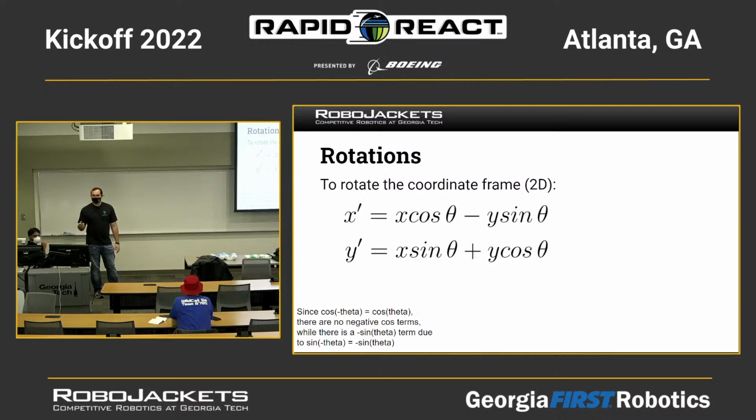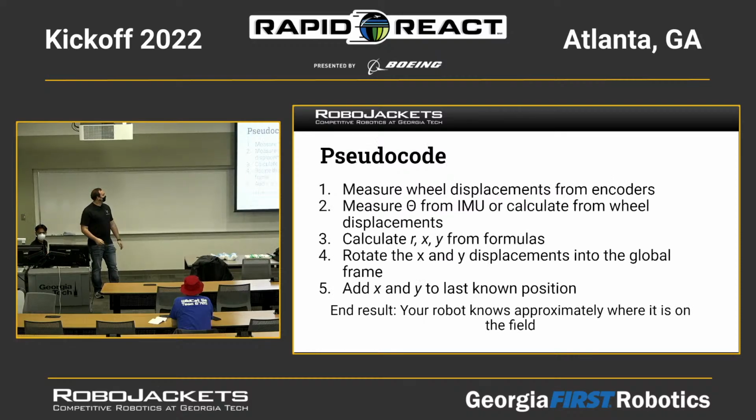Any questions? Cool. So the pseudocode of, from my understanding, how a lot of FRC teams do localization is we take wheel displacement measurements from the encoders. Then we measure some theta from the IMU. You can calculate this also from wheel displacement; as you rotate, you can figure out what that is. Then we compute R, X, and Y, the radius of curvature and the X and Y change in the local frame. You can then rotate that into the global frame. And then you just accumulate it, and you can figure out where you are in the global frame. This is the basic idea of how odometry is done in FRC as well as robotics as a whole.